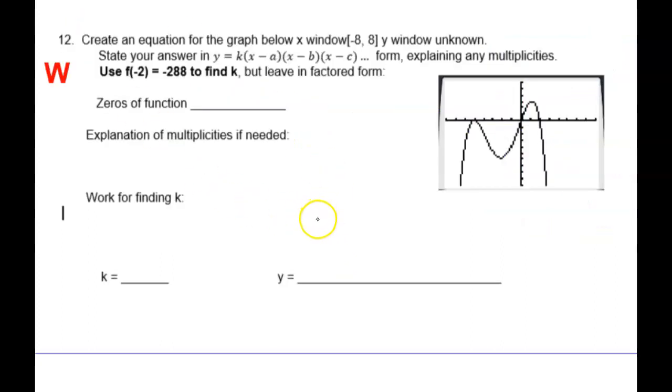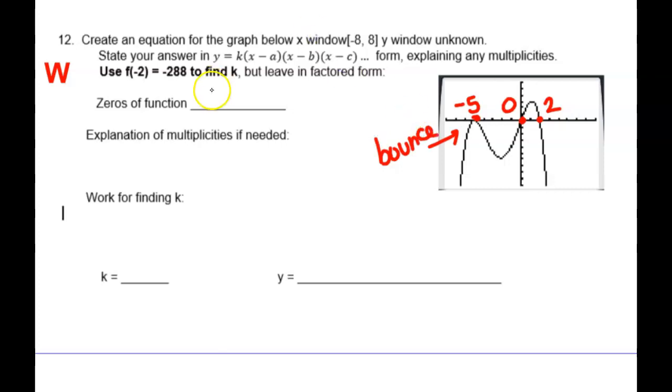All right, number 12. This had a mistake on the key. If you looked at it this weekend, definitely had a mistake. Okay. When we need to label these 1, 2, 3, 4, 5. This is -5. It crosses at 0 and it crosses at 2. It does not cross at -5. That's called a bounce, right?